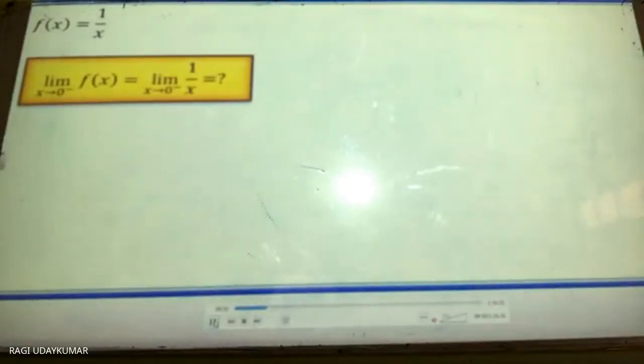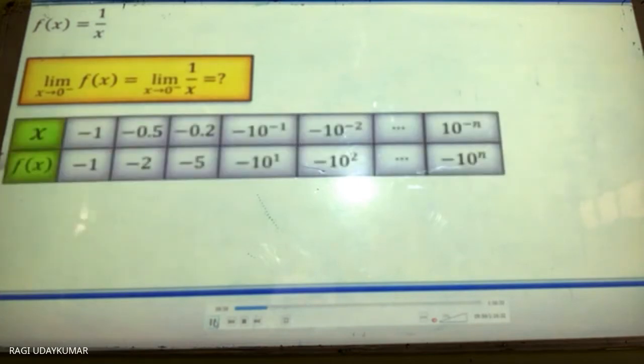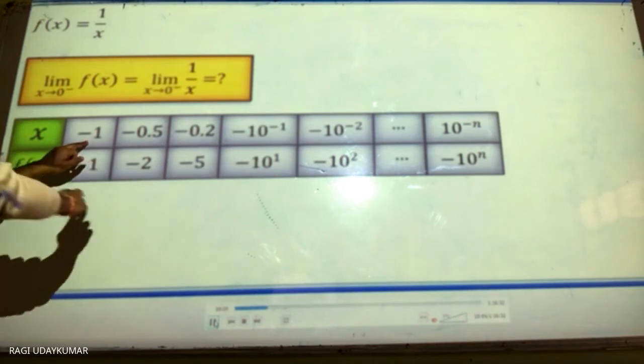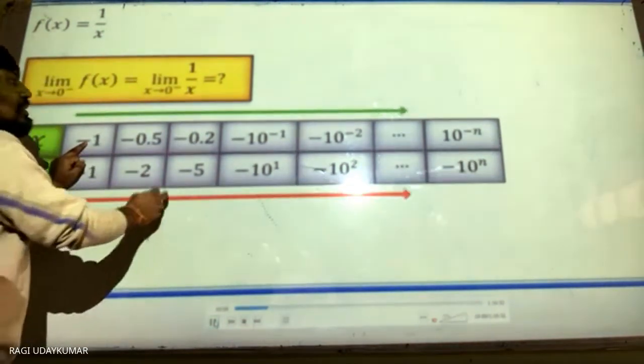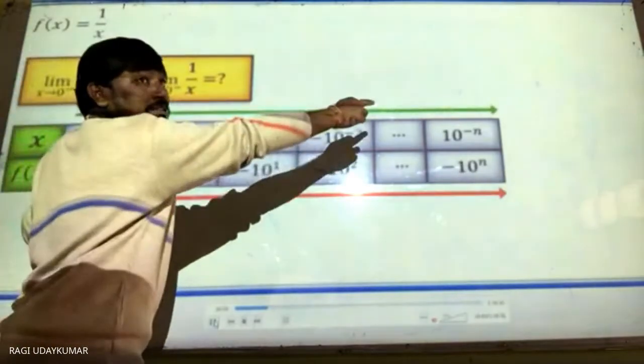And for the left hand limit, whenever you check, you should go on increasing the value near to 0 by taking the negative values, to the left side of 0. This is the left hand limit. So start from minus 1. On the number line, 0 will be here. Starting from minus 1, the value is going on increasing.